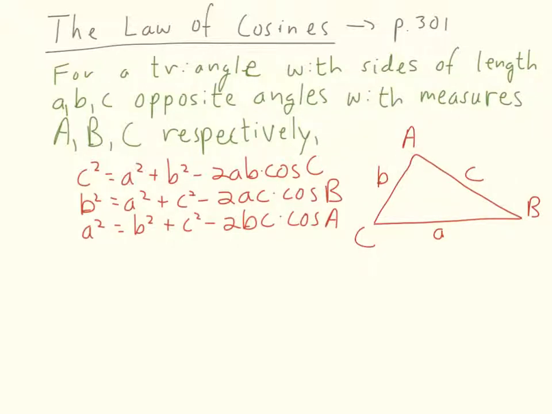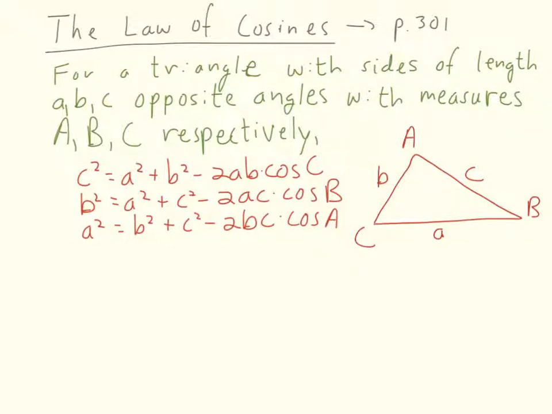So if we have this situation, and this is not necessarily a right triangle or an obtuse triangle or an acute triangle, it works for any triangle, and you can see I've written it 3 times. So c squared would equal a squared plus b squared minus 2ab cosine of C. b squared would equal a squared plus c squared minus 2ac cosine of B, and a squared would equal b squared plus c squared minus 2bc times the cosine of A.